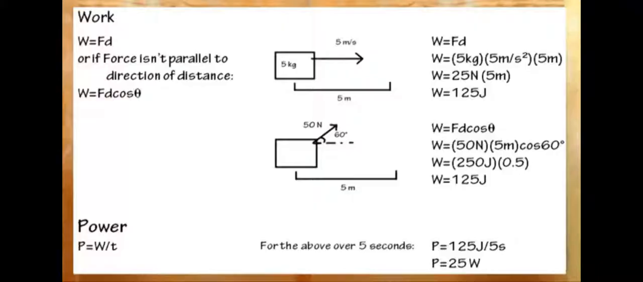Okay, to recap. Work equals force times distance parallel to the direction of motion, or more conveniently, work equals force times distance times cosine of theta, where theta is the angle between the direction of the force and the direction of motion. When calculating work, you'll be left with units of newtons times meters, also known as joules, represented by capital J. Power is a rate of work, or work divided by time. When calculating power, you'll be left with units of joules per second, or watts, represented by capital W.